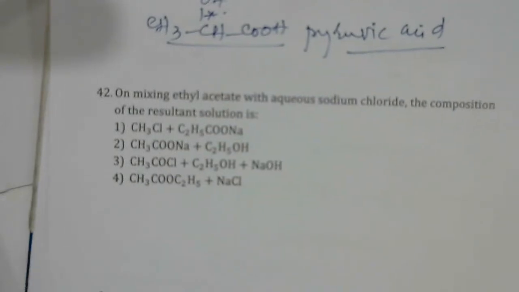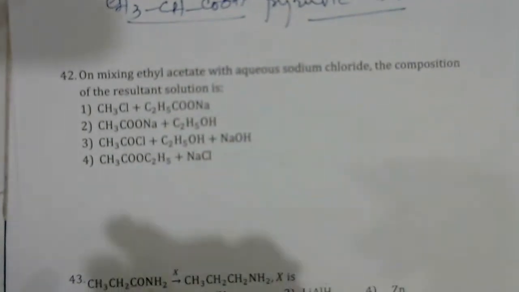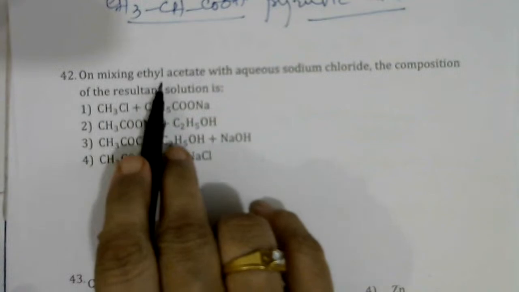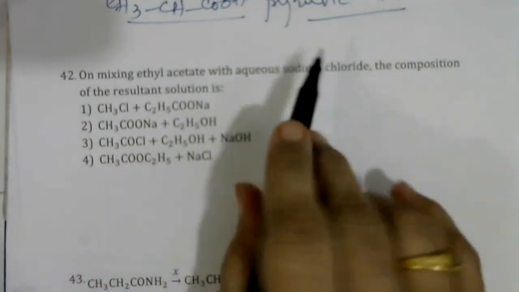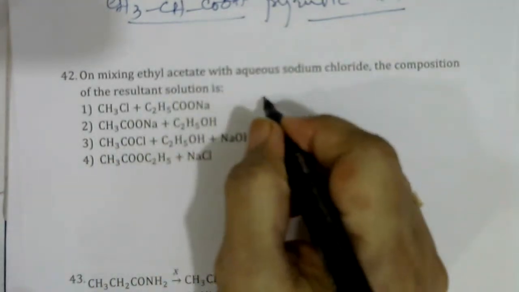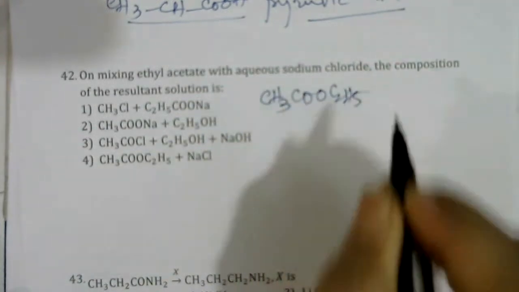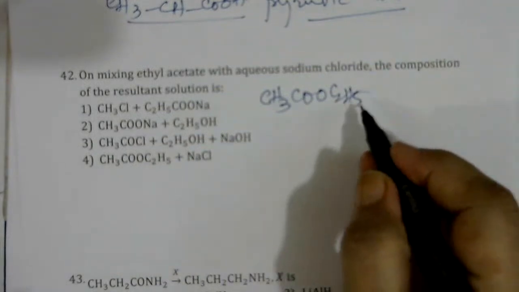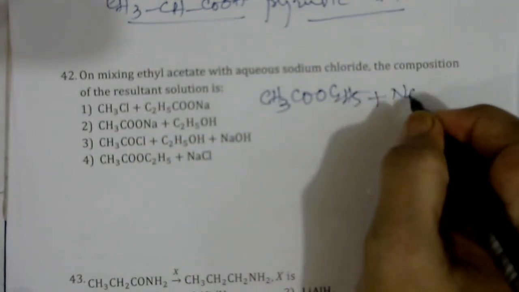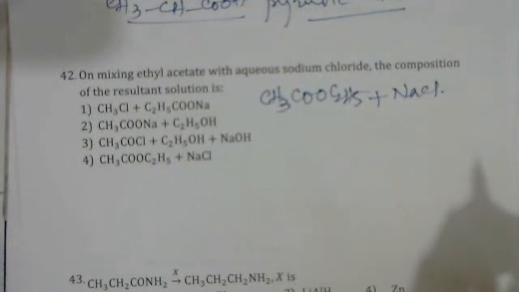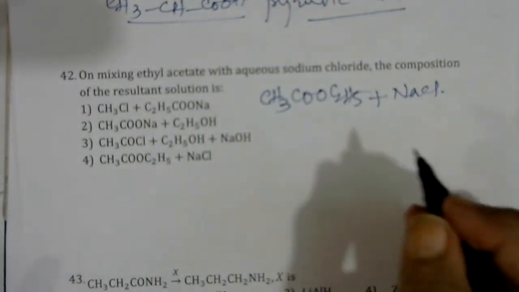Question number 42. On mixing ethyl acetate, CH3COOC2H5, with sodium chloride. This is ethyl acetate. Ethyl acetate with sodium chloride. They are asking what happens when they undergo reaction.